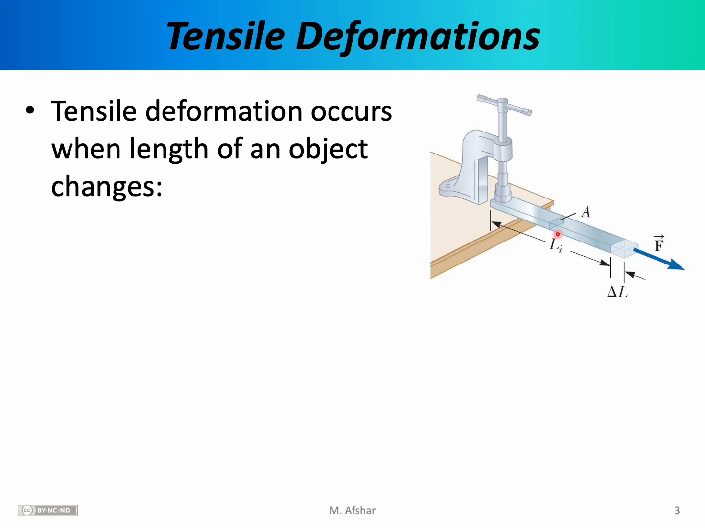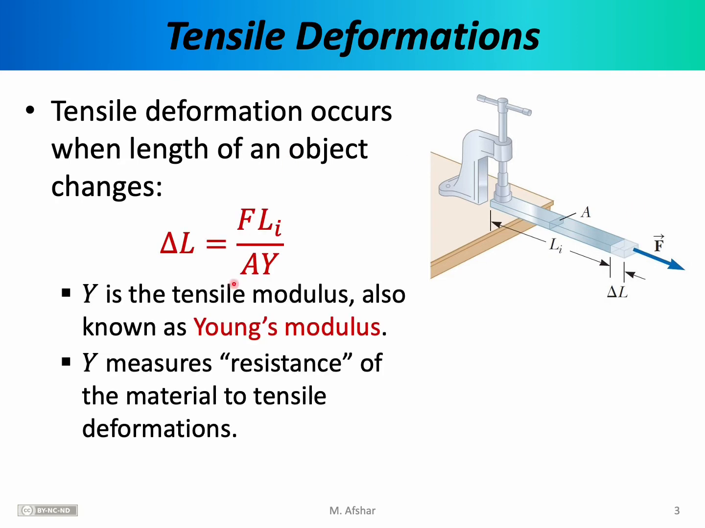In a typical deformation question, we're given the initial length of the rod, its cross-sectional area, and the applied force, and we're asked by how much does the rod stretch. In other words, we're interested in calculating delta L in terms of the other parameters provided here. The answer to that question lies in this equation.